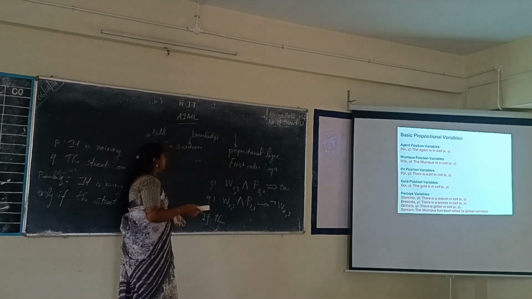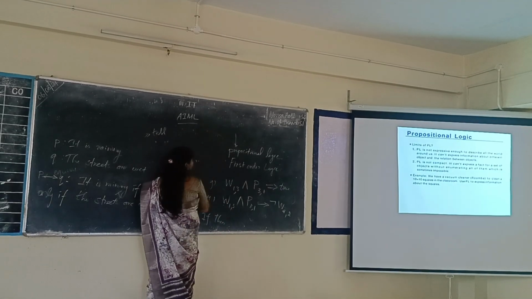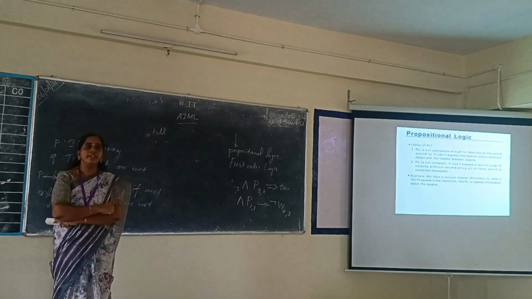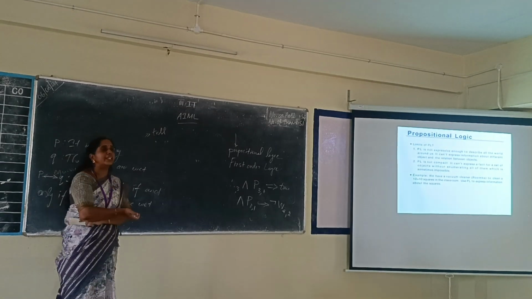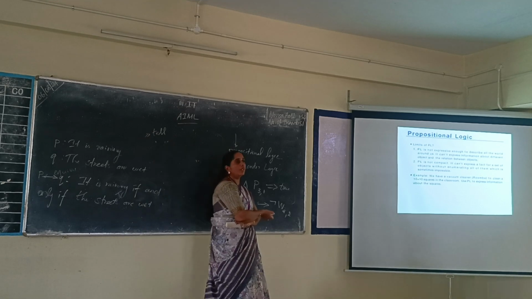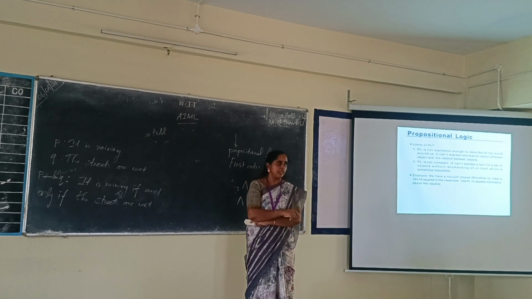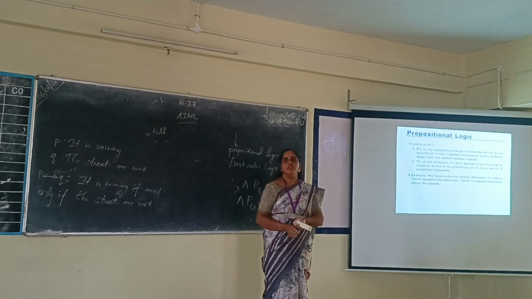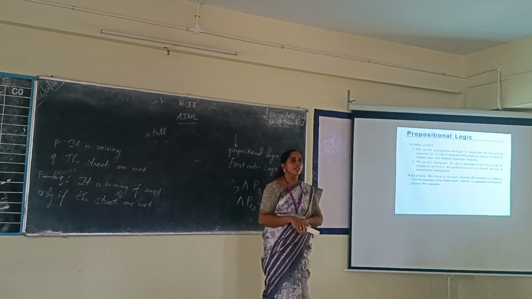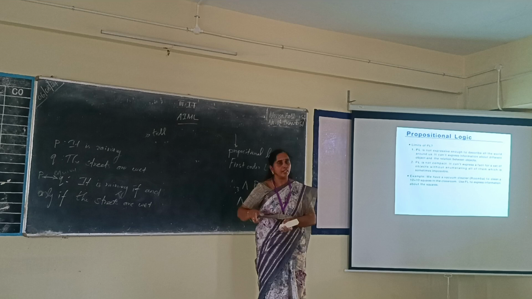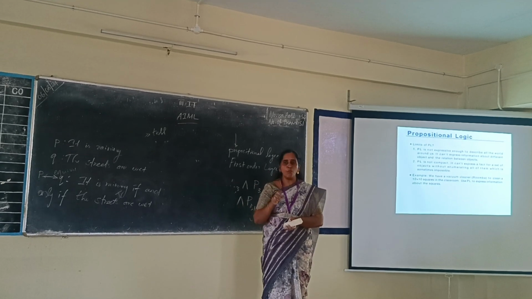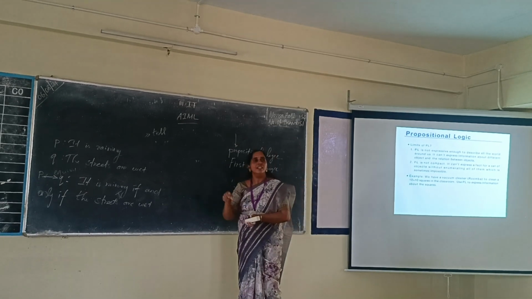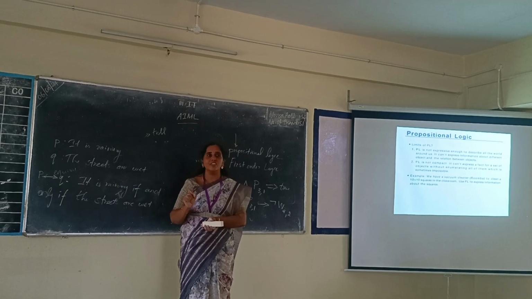Limitations of propositional logic. There are two limitations in propositional logic. First, propositional logic cannot represent all the objects in the real world. For example, if there are 100 rooms available and you want to represent that all 100 rooms are clean, how will you represent it? Room 1 is clean, conjunction room 2 is clean, conjunction room 3 is clean, conjunction room 4 is clean, etc., up to room 100 is clean.